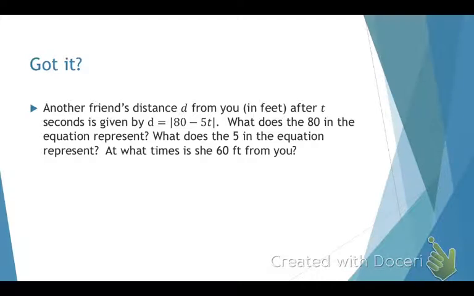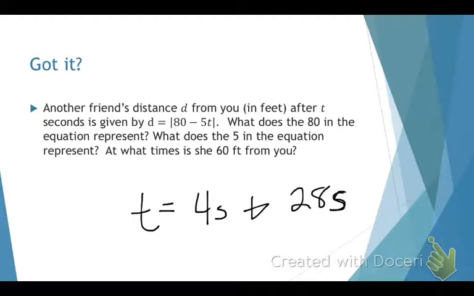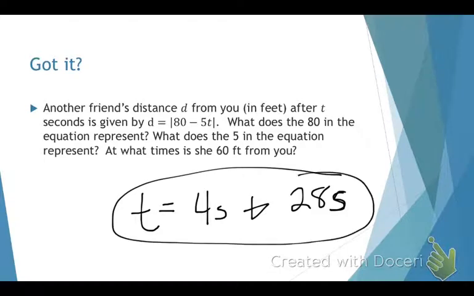All right, welcome back. The answer for this got it question: at what time is she 60 feet away from you? My two values for t should be at 4 seconds and at 28 seconds. If you did not get those values, please pause your video again. Please double check your work. And if you still don't know how I got to these two answers, please raise your hand and ask a question.